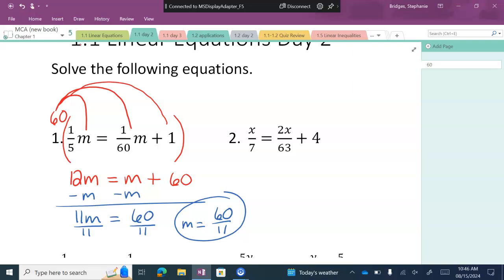And I'm going to ask myself, does 7 divide evenly into 63? No. I mean, yeah. It does, doesn't it? So then I can use 63 as my common denominator. So we're going to multiply everything in this equation by 63.